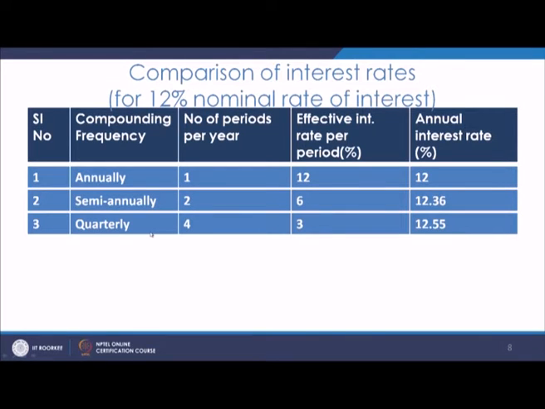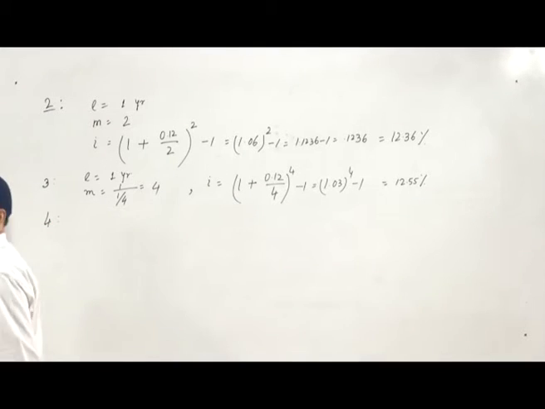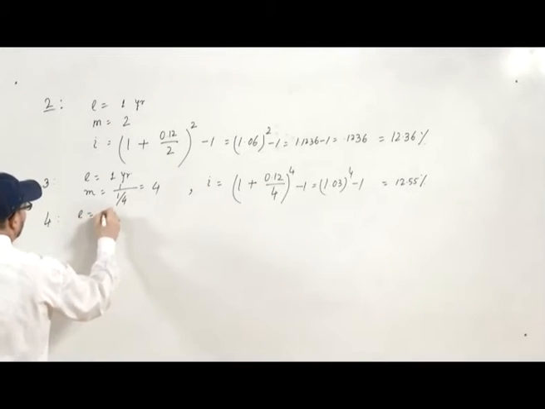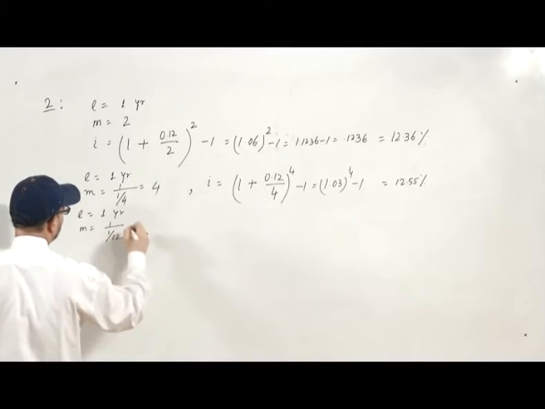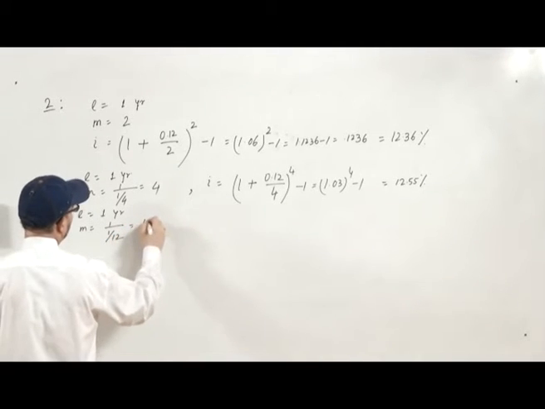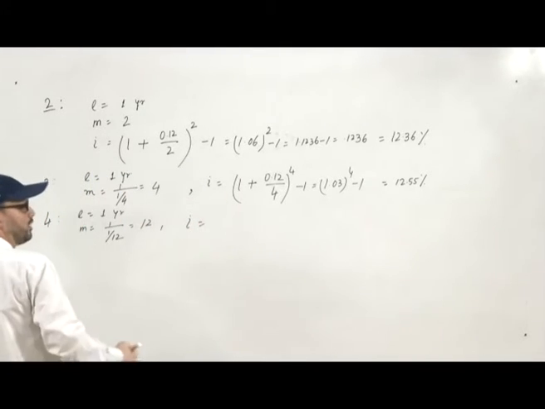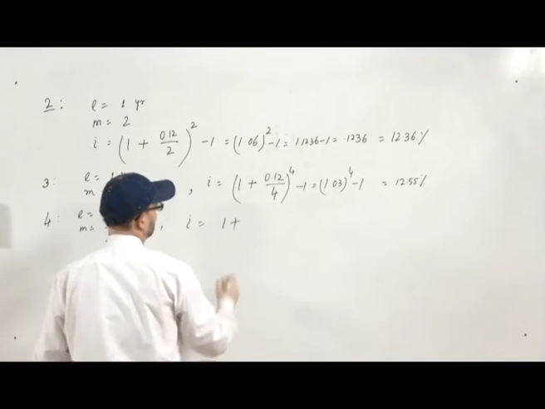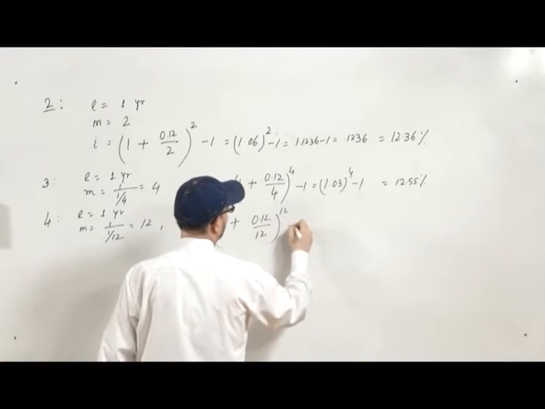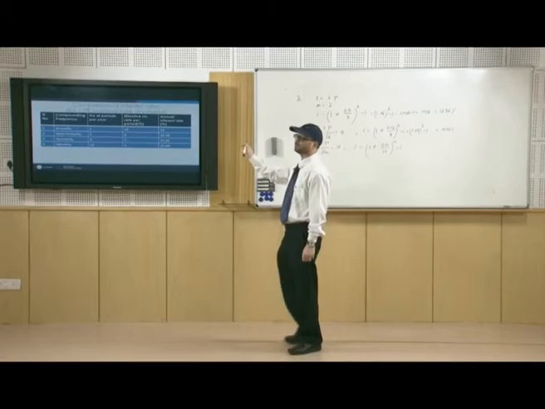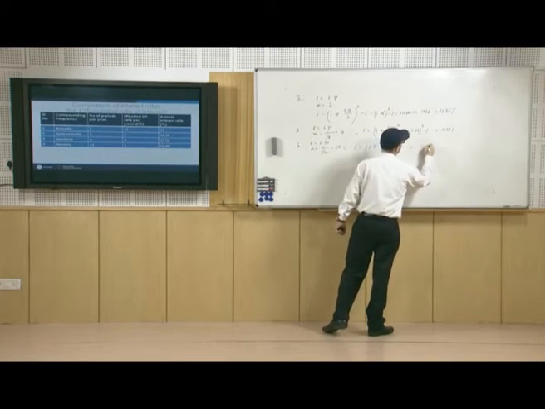Further, if you go for monthly calculation, L being 1 year, M now becomes the reciprocal of 1/12 years. So, it becomes 12. So, the effective interest rate for 1 year period becomes 1 plus 0.12 by 12 raised to the power 12 minus 1, and this if you calculate, it will come out as 12.68%.